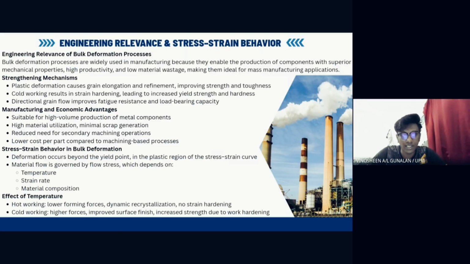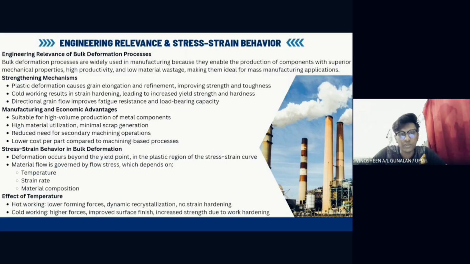First, for strengthening mechanisms. Plastic deformation causes grain elongation and refinement, improving strength and toughness. Cold working results in strain hardening, leading to increased yield strength and hardness. Directional grain flow improves fatigue resistance and load bearing capacity. Next, for manufacturing and economic advantages, they are suitable for high volume production of metal components, with high material utilization, minimal scrap generation, reduced need for secondary machining operations, and lower cost per part compared to machining based processes.